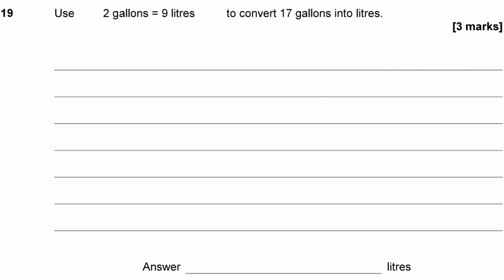Question 19. Use 2 gallons equals 9 litres to convert 17 gallons into litres. Now, I can write gallons to litres as a ratio. So 2 gallons we said was equivalent to 9 litres. So what we want is to turn that 2 into 17. Okay. So how are we going to do that?